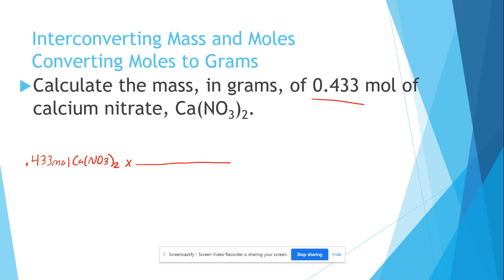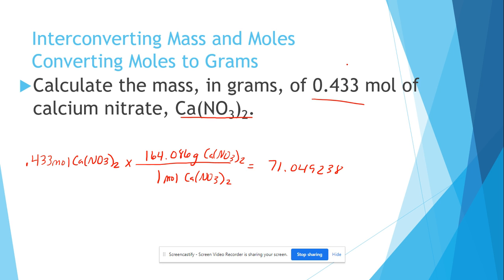Again, if you want to cancel moles, moles has to go opposite, so moles will go on the bottom, and the number 1 is attached to moles. Okay. Then what you would do is you would find the molar mass of this. When you find the molar mass of that, you're going to see that it is 164.086 grams. And when you go to calculate that, your answer is going to be 71.049238. Again, we've been working with sig figs, so we want to round this to the correct number of sig figs.